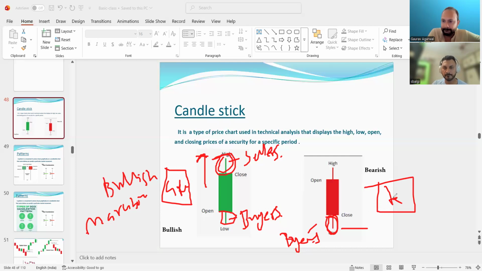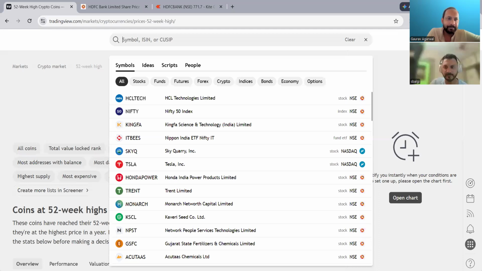So basically, it's a game of buyers and sellers in the candle. It's a game of volume. Based on the volume, the candle size and shape will keep on changing. Clear? I'll show you on the chart how bullish and bearish Marubozu look. So till now it is clear, right? Yes. Okay, so far, so good.